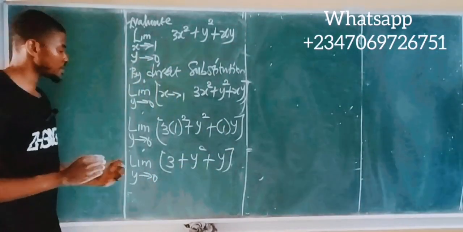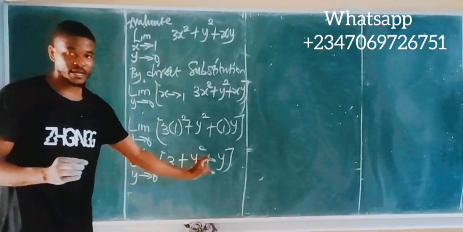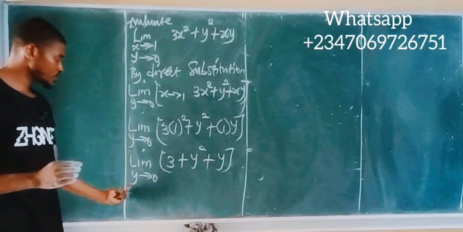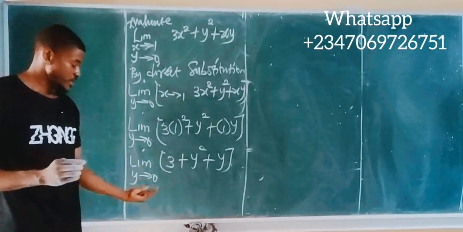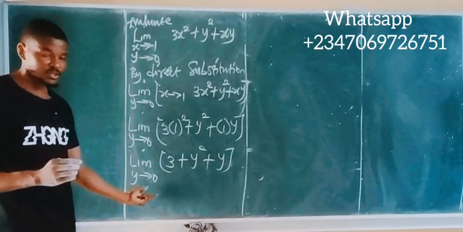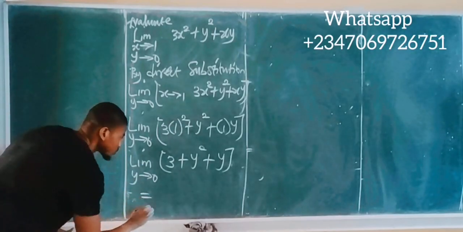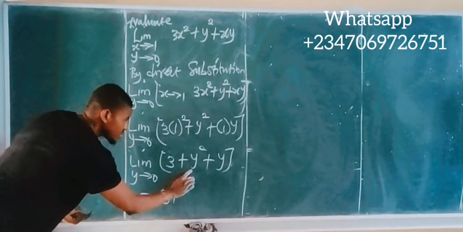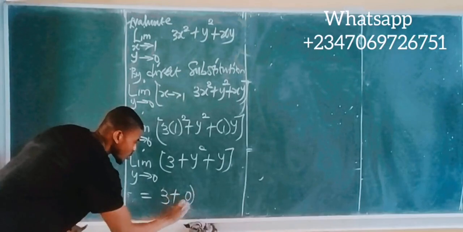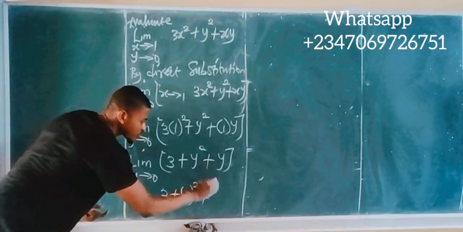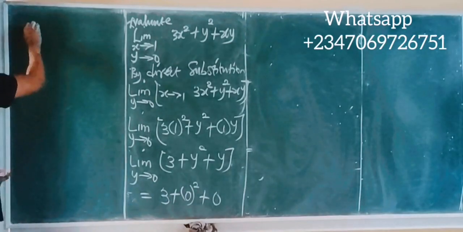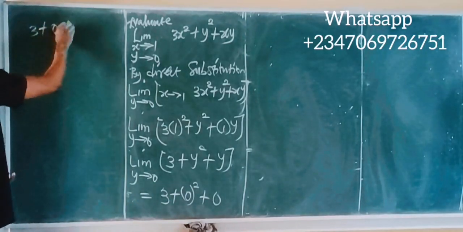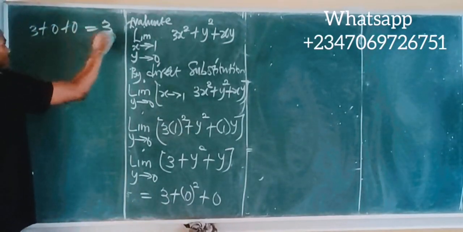At this point I have all variables in y, so I can now simply put in the limit as y tends to 0. Wherever you see y in this equation, simply substitute the value of y as 0. So this will simply be equal to 3 plus, in place of y squared, 0 squared, plus in place of y, 0. This actually gives me 3 plus 0 plus 0, which is equal to 3.